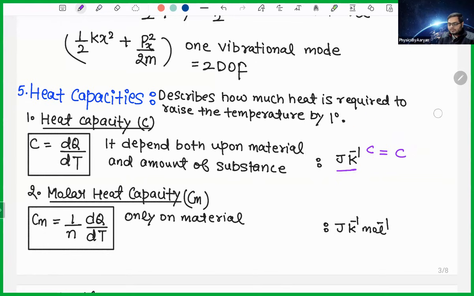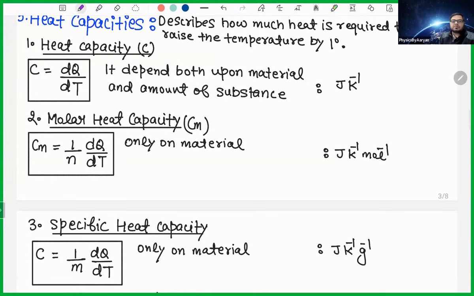This is fine. Then we define something known as molar heat capacity or specific heat capacity. Molar heat capacity is the amount of heat required to raise the temperature by 1 degree, divided by the total number of moles. So all I have done is divide by the total number of moles. When I do that, the amount of substance becomes insignificant because now I am not talking about the total substance. I am just talking about 1 mole of substance.